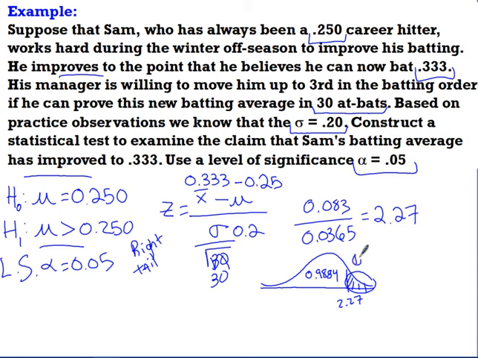And get an error of 0.0116. That right there is my p-value. Now I'm going to take the 0.0116 and compare it to 0.05. Since that's smaller than 0.05, I look back.